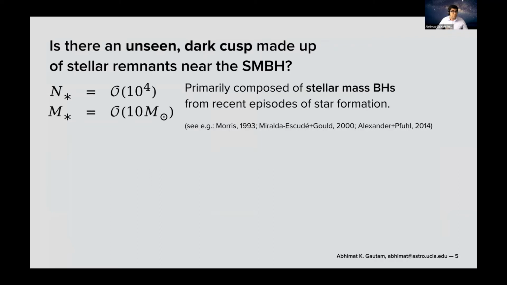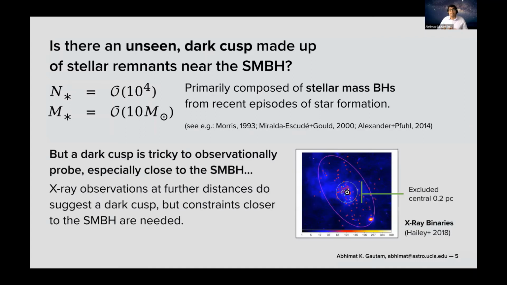These are the stellar remnants that were created from recent episodes of star formation at the galactic center, and they've sunk in towards the supermassive black hole. We expect about 10,000 stellar mass black holes in the central parsec of the galactic center, each with individual masses on the order of 10 solar masses. We expect that these black holes formed a cusp, and importantly, that this cusp still should survive because they're not subject to the same effects that we expect for the old giants.